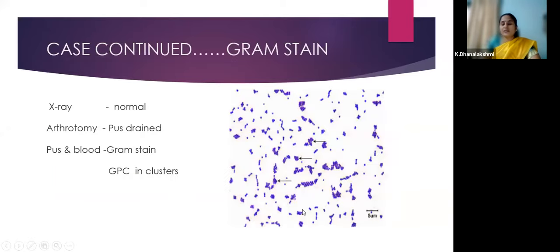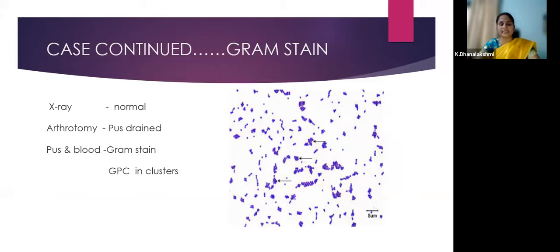Based on the first case, we made a probable diagnosis of osteomyelitis or septic arthritis, and this child underwent arthrotomy. The other most important test we have to order is a Gram stain. If you look at the Gram stain, here you have Gram positive cocci in clusters. So this is mostly Staphylococcus, MSSA or MRSA; we have to wait for the results. So this is one example.